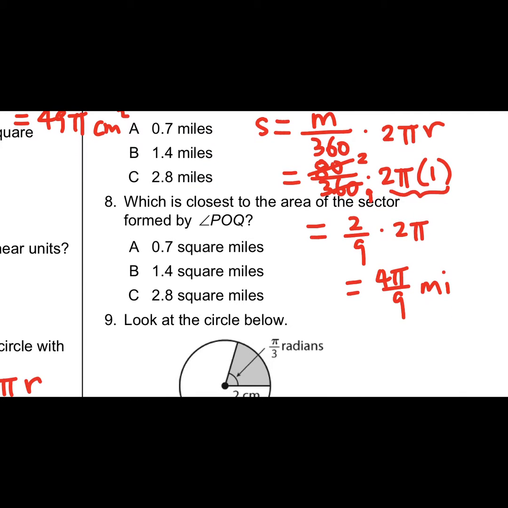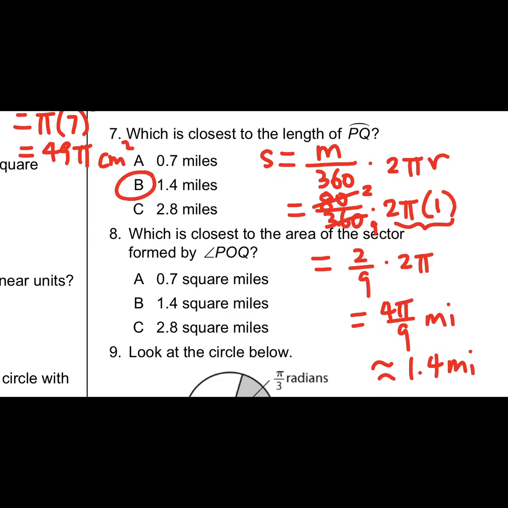And if you approximate that, you can go ahead and calculate 4 times pi divided by 9. You should get approximately 1.4 miles. And the answer is choice B.